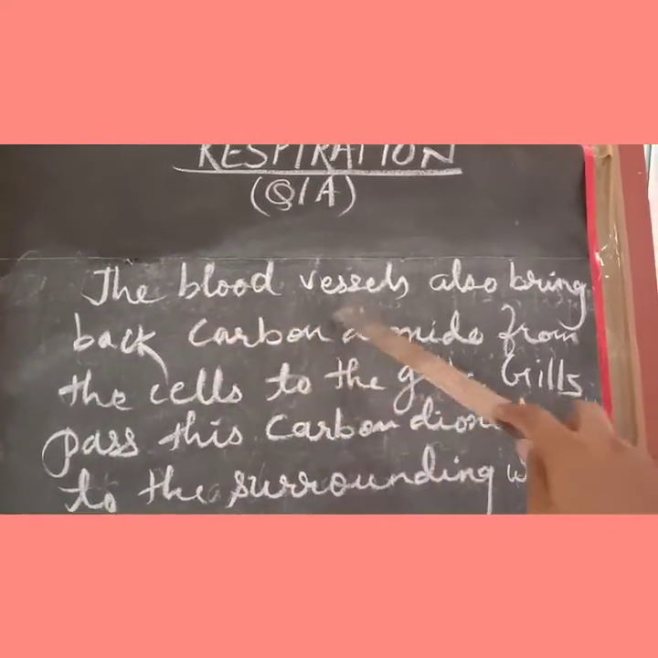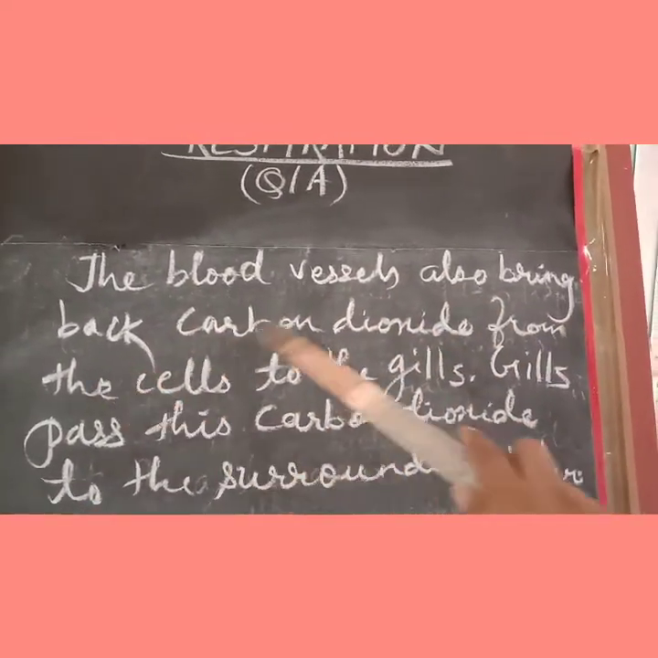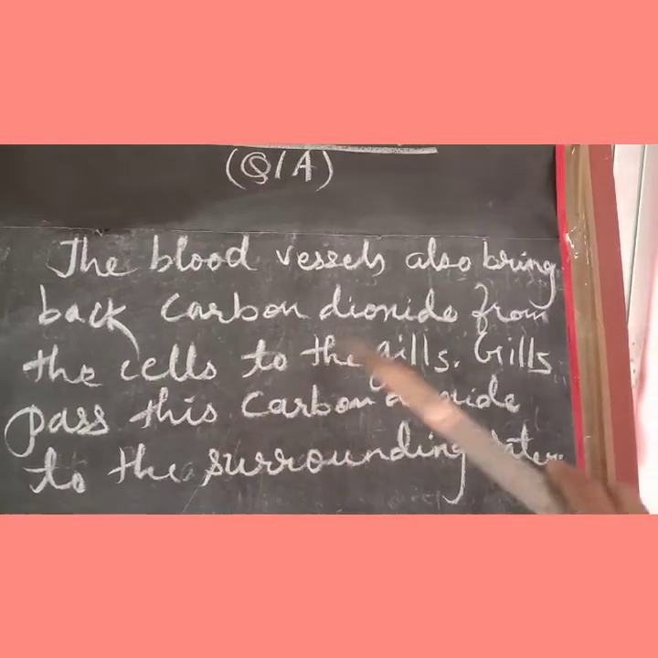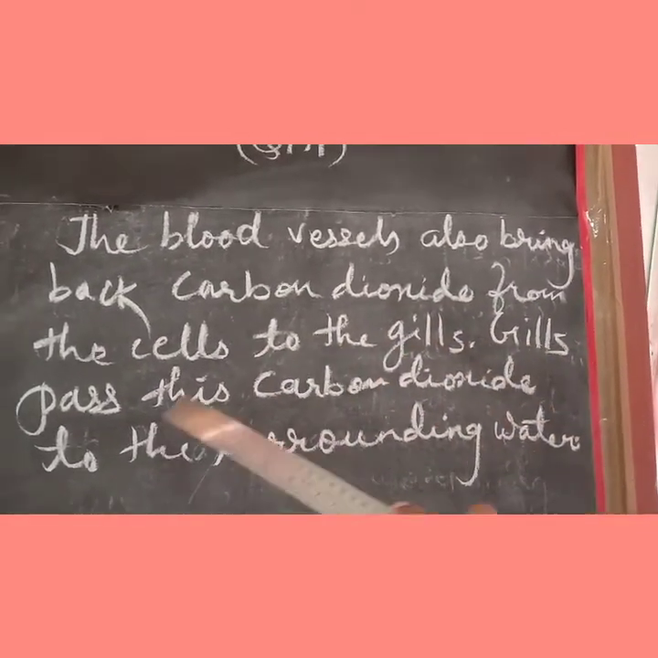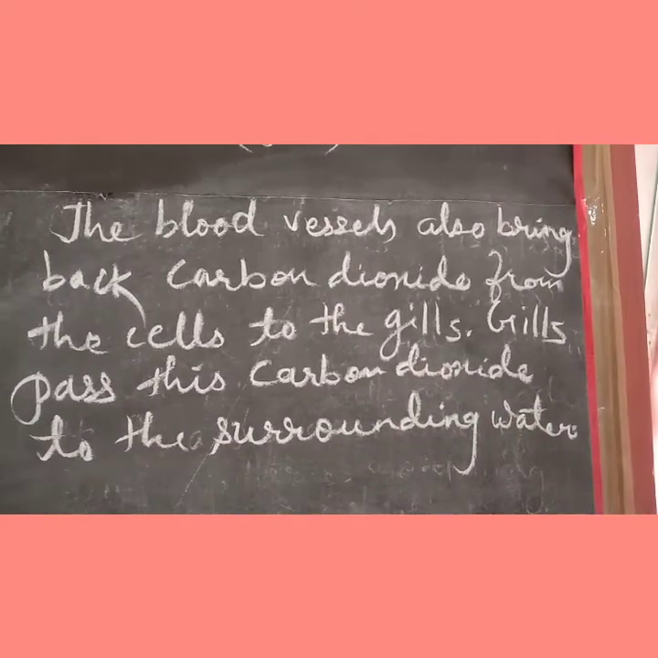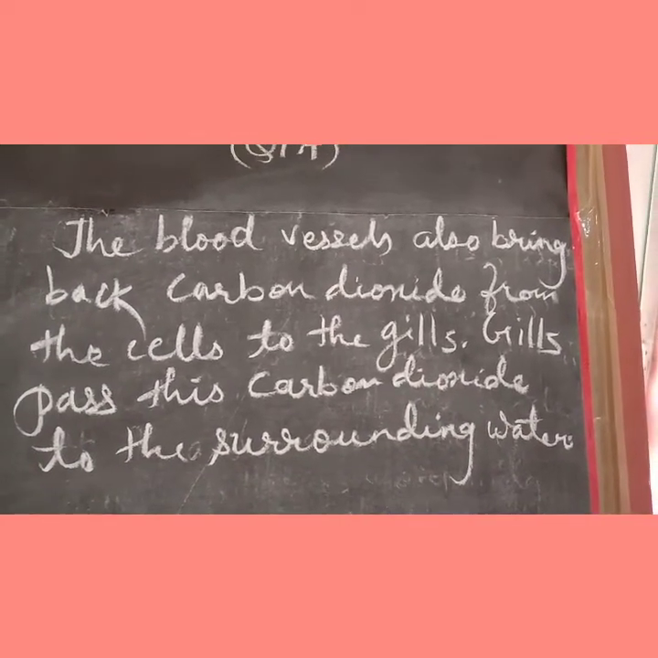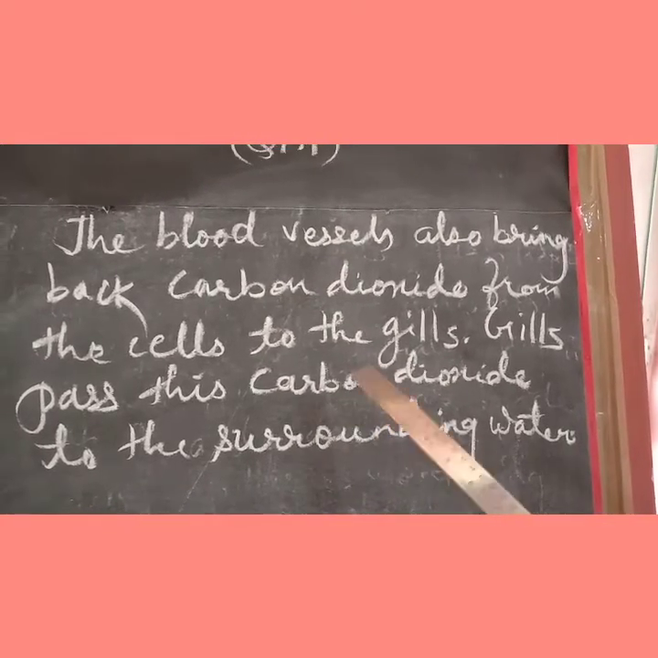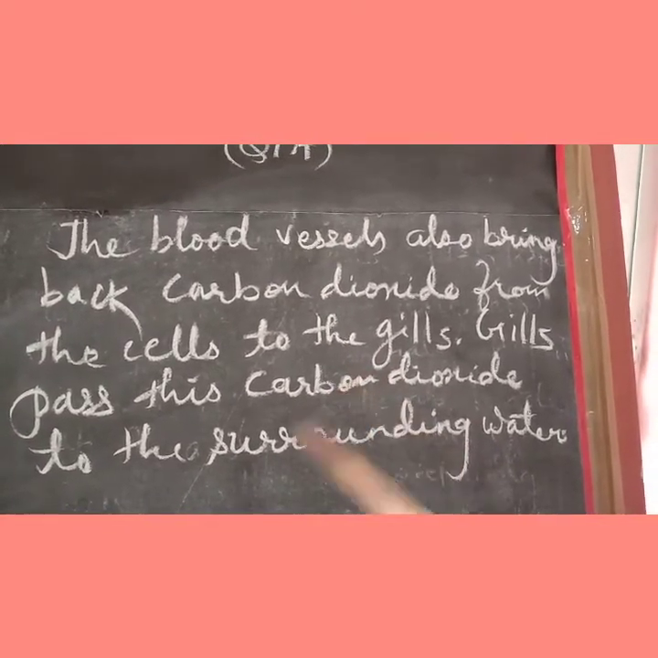The same blood vessels also bring back carbon dioxide from the cells to the gills. Gills pass this carbon dioxide to the surrounding water. So this is how respiration occurs in case of aquatic animals such as fish.